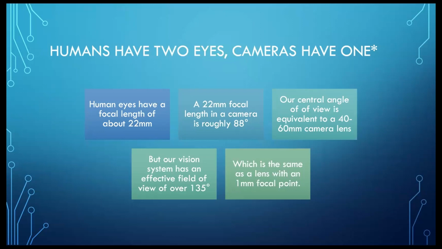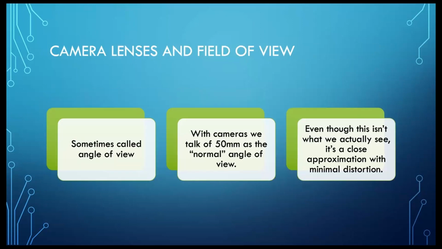Okay? So 1 millimeter, by the way, means that the focal length of the lens is 1 millimeter away from the sensor, physically, because focal length is a physical distance. Okay, angle of view is sometimes called field of view. 50 millimeters is normal. And it's not what we see. Remember, cameras can't see what we see, but it's a close approximation with minimal distortion.